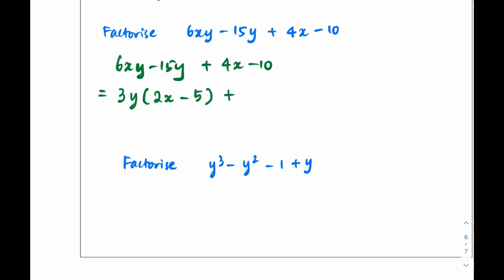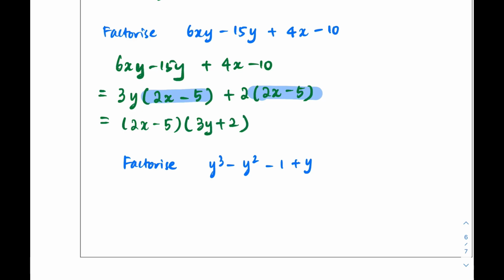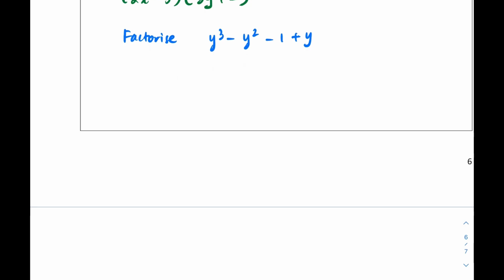Let's look at the second group. We have 4x minus 10. What is the common factor between 4 and 10? It has to be 2. And what do we have left in the bracket? 2x minus 5. Now let's see what we have in the bracket. Is it exactly the same, 2x minus 5? Yes. So that means 2x minus 5 is the new common factor. Let's extract that, and what we would be having left in the bracket is 3y plus 2. Alright, let's go on to the last example.